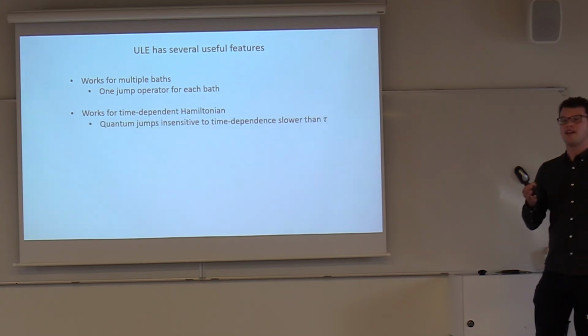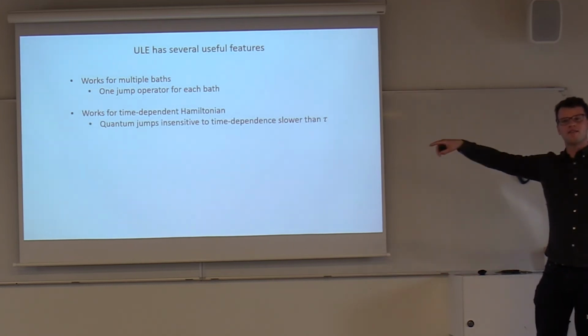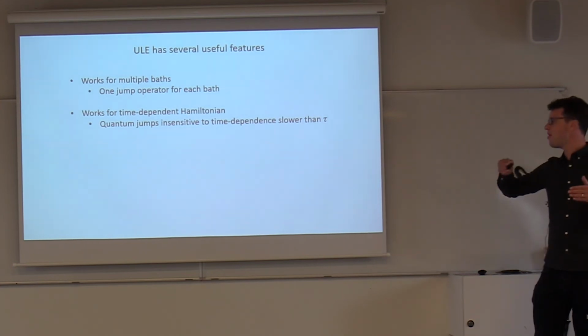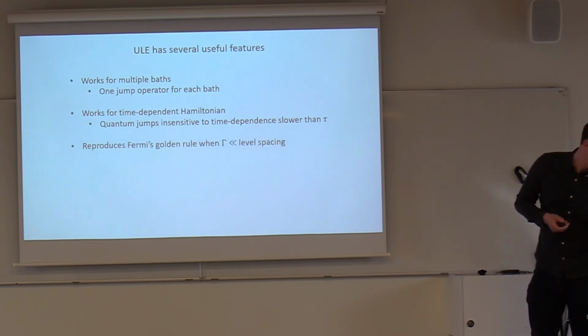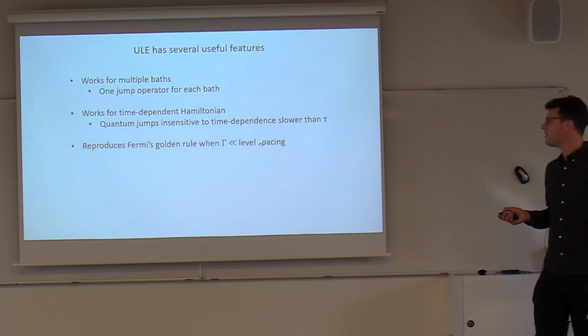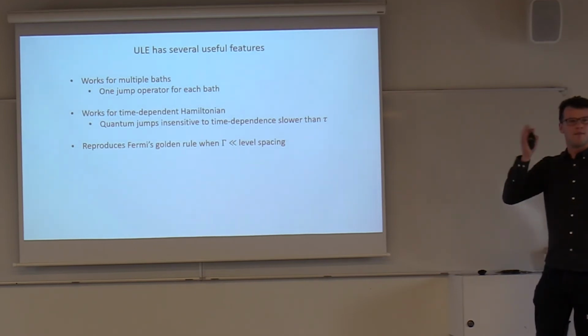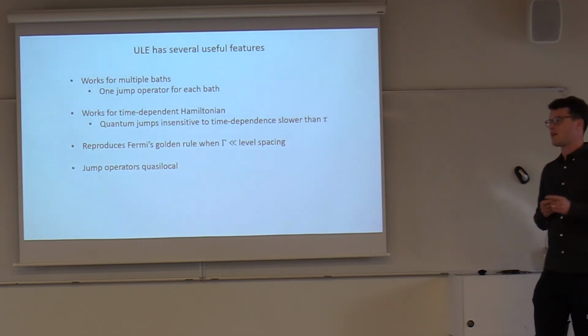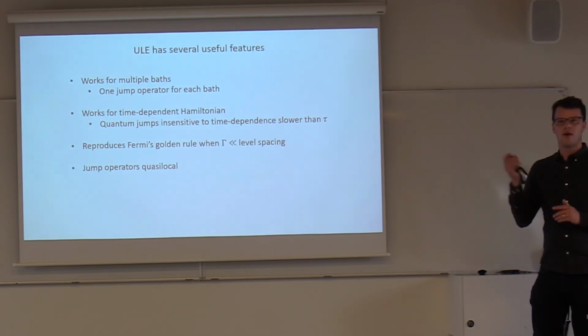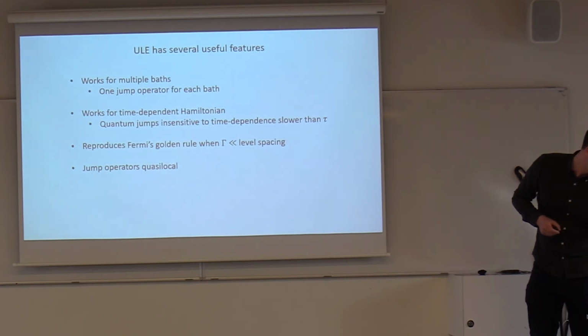And you can show that in the limit where the time dependence is slower than the correlation time of the bath, you can basically ignore the time dependence of the Hamiltonian, and the jump operators just relax in the instantaneous basis of the Hamiltonian. And it reproduces Fermi's golden rule in the limit where we expect Fermi's golden rule to be valid, namely when the decay rate is smaller than the level spacing. And the jump operators are quasi-local. So I will get back to this soon.